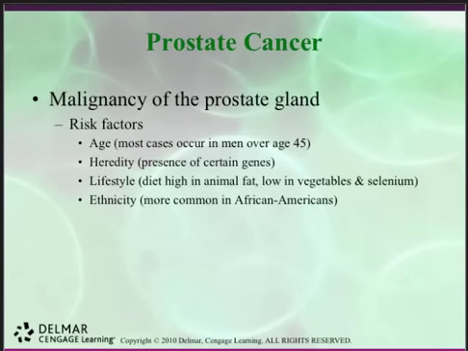Malignancy of the prostate gland presents in male individuals over the age of 45. There is also a hereditary component and a lifestyle component. A diet high in animal fat, low in vegetables and selenium can contribute to increased risk for prostate cancer. It's also more common in certain ethnic groups, such as African Americans. It grows very slowly and therefore is often diagnosed and treated before the condition becomes terminal. About 3% of men with prostate cancer die of the condition, and it's the third leading cause of cancer deaths in men.